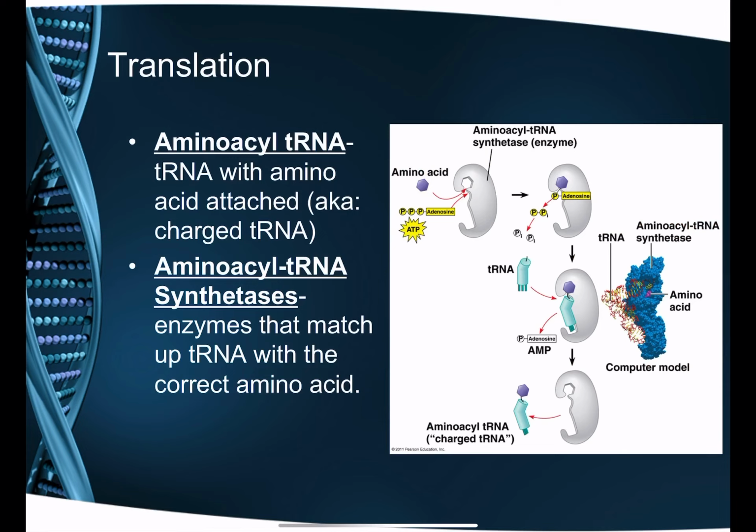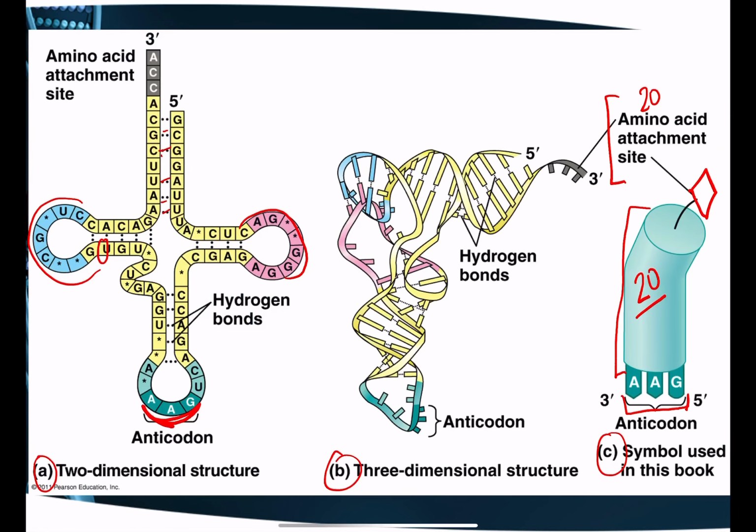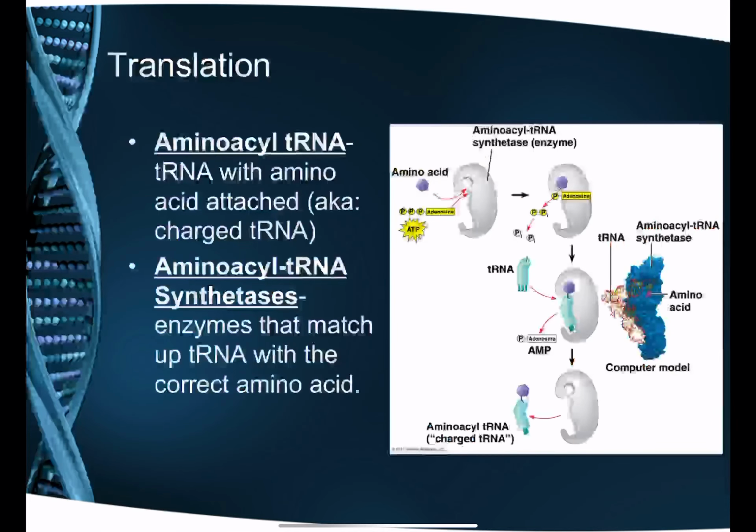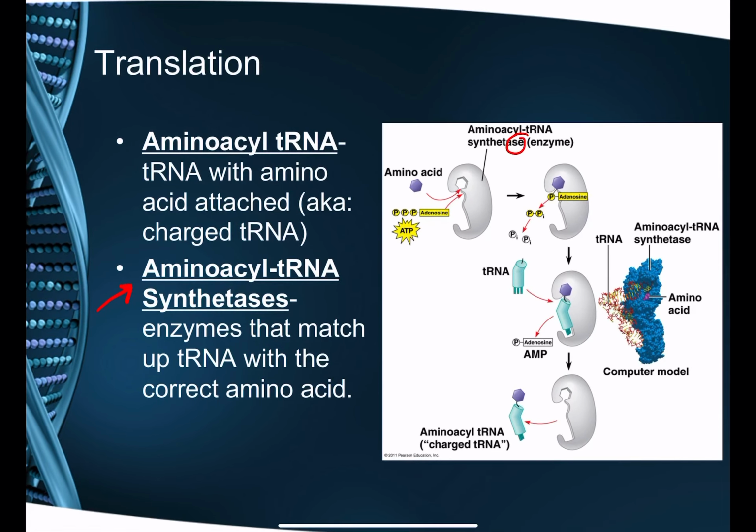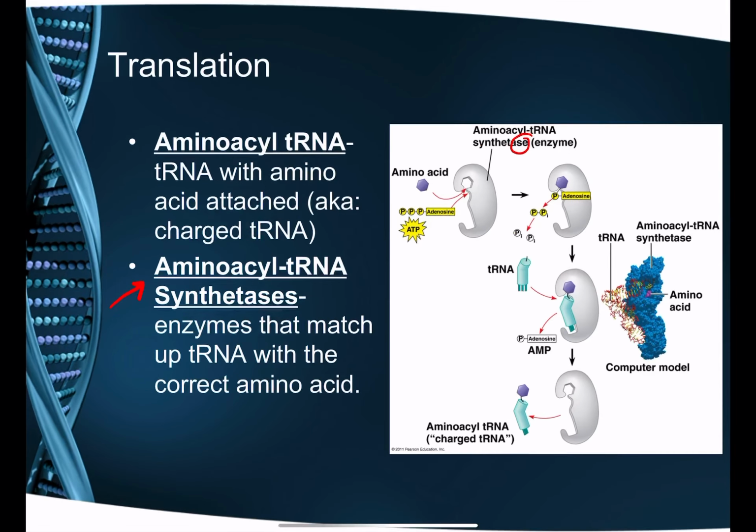So let's look at this process. So once you have an amino acid attached onto the end of a tRNA, it's called charged, okay? If it doesn't have an amino acid on the end, it's called uncharged. So to get it from that charged to the uncharged, it takes an enzyme called aminoacyl tRNA synthetase. Again, it ends in ase, so we know it's an enzyme. And so this enzyme matches tRNA up with the correct amino acid, okay? So we've got our amino acid here.